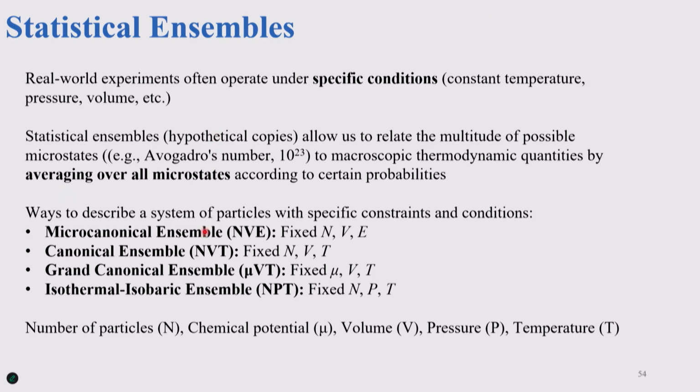So, for example, if you want to simulate under a constant number of particles, there is a chunk of material where the particles are not escaping, with constant volume and constant energy. That is NVE. You can also have the number of particles and volume the same, but energy might change while I keep the temperature fixed, that is NVT. Or the number of particles might go outside the system, with volume and temperature fixed, that is mu VT, and similarly NPT.